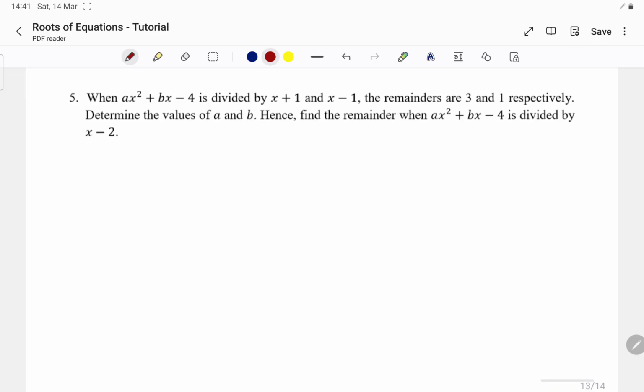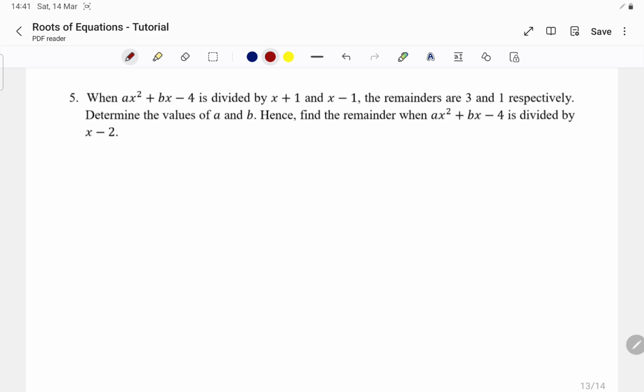So we will proceed with question number 5. The question is almost similar. They ask us here: when ax squared plus bx minus 4 is divided by x plus 1 and x minus 1, the remainders are 3 and 1 respectively. Determine the value of a and b, and then find the remainder when ax squared plus bx minus 4 is divided by x minus 2.